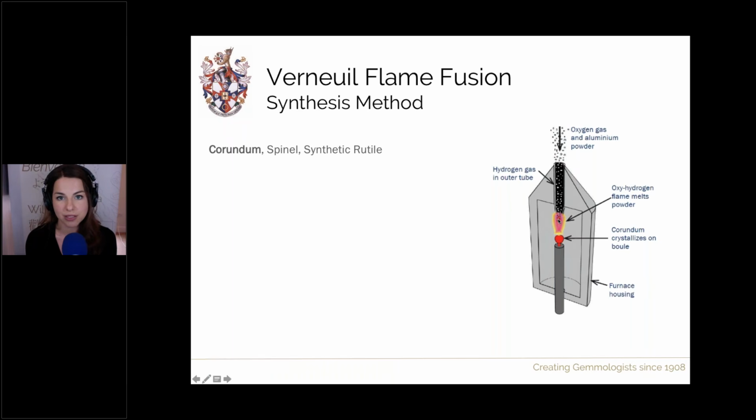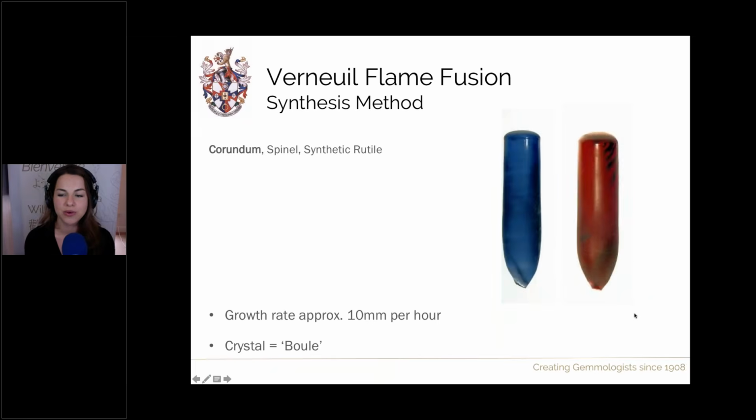That will cause the feed powder to melt, and it will fall onto this rotating ball, which has a little seed crystal to start the crystallization process. As it melts, it drops onto the ball, and then it will start to crystallize as it cools down. Growth is really fast. This grows about 10 millimeters, or 1 centimeter, every hour. So in just a day, you can have a decent sized crystal. These crystals are known as boules. So here's a picture of these synthetic Verneuil flame fusion crystal boules. Here's a blue sapphire, and here we have a ruby.